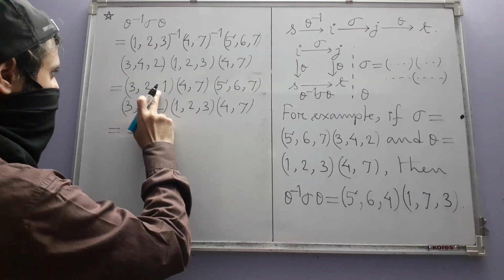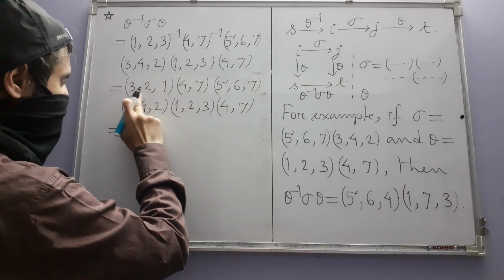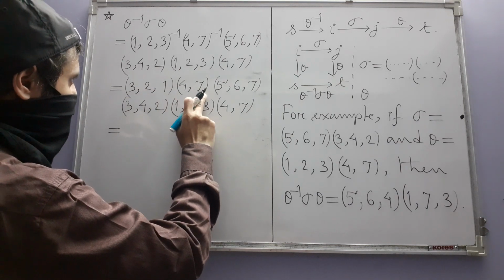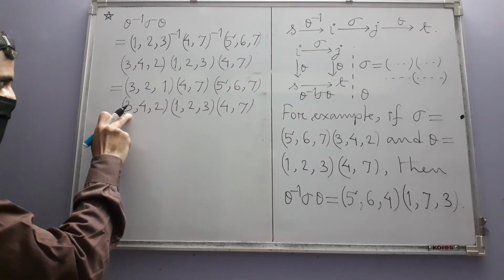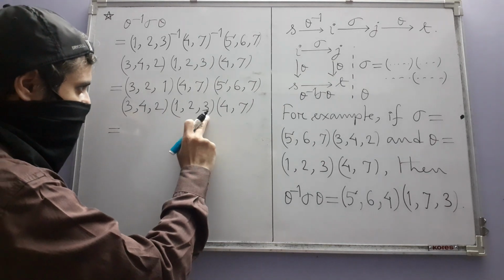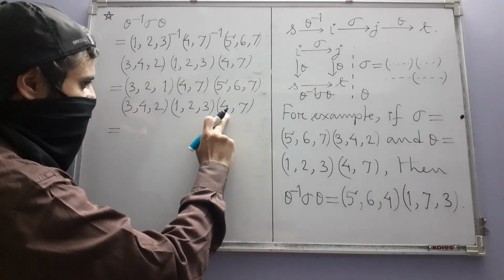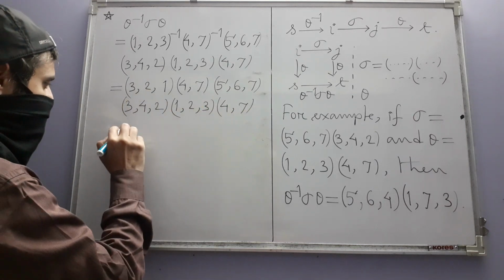So let us now systematically calculate this product. Okay. What happens to 1? 1 goes to 3, then that 3 is unchanged by this, is unchanged by this, and then that 3 goes to 4 under this one. But then that 4 is unchanged by this, and this 4 goes to 7. So that means 1 ultimately goes to 7.